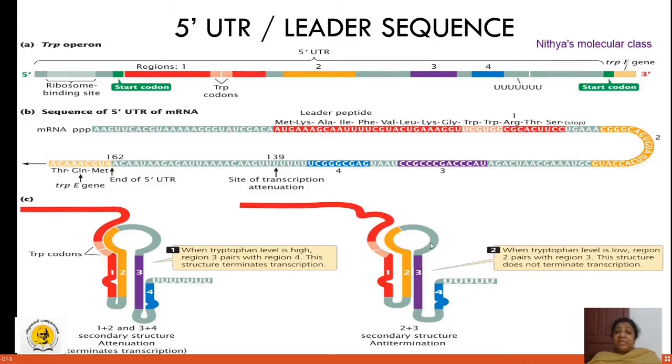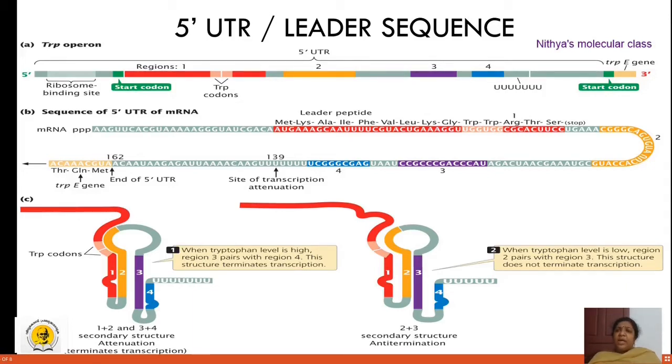If the 2+3 secondary structure is forming, then the tryptophan level is low. The cell is sensing that the tryptophan level is low. The region 2 and 3 pairing means this structure does not terminate the transcription. How is it happening? Why is this a mechanism?